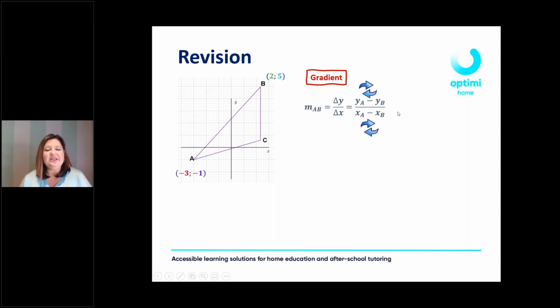Now this can be swapped around, meaning I could have said the y value of B minus the y value of A, but then your order at the denominator should be the same as well. So you will have to have the x value of B minus the x value of A. So it's your choice in which order you would like to do that. Just make sure that the order that you've used in your numerator is the same as the order that you have used in your denominator.